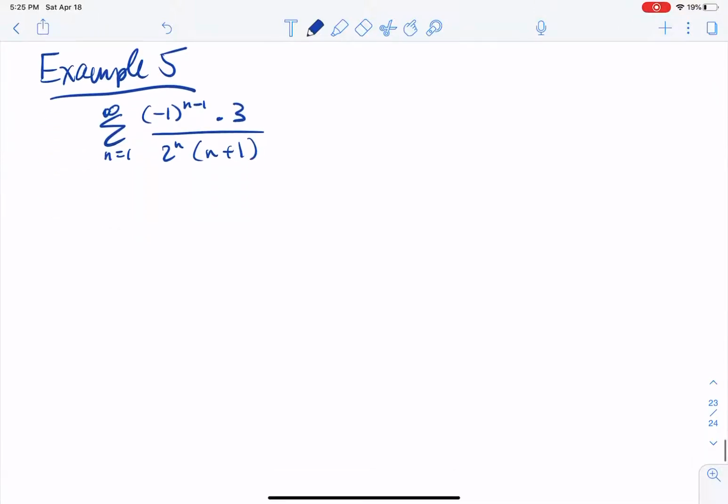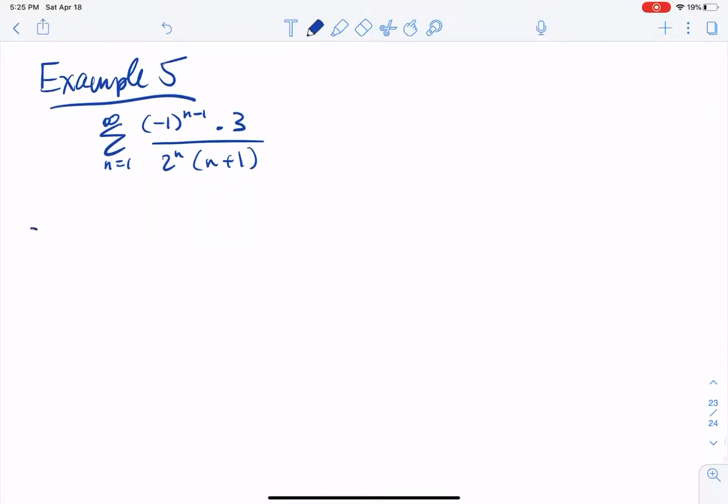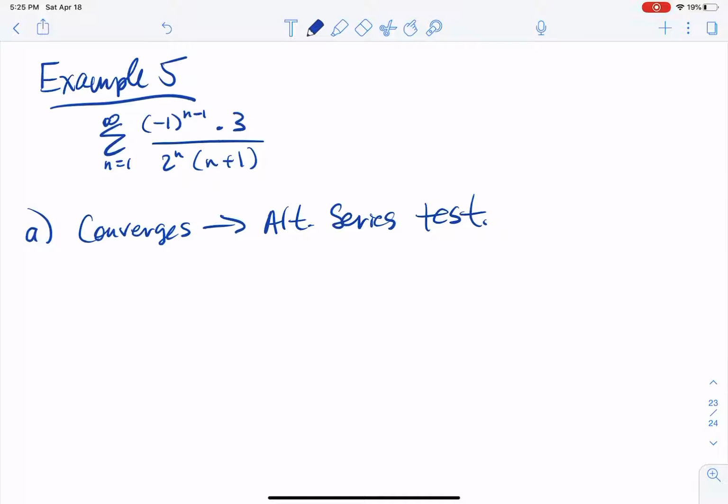All right, the first part is about convergence. Part A. And we have to use the alternating series test. And remember that the alternating series test has 2 parts to it. As long as our nth term, which is equal to 3 over 2 to the n times n plus 1, is greater than 0. Well, when we're sticking in numbers that are starting at 1 and getting increasingly bigger, that is definitely always a positive number, so that checks out.